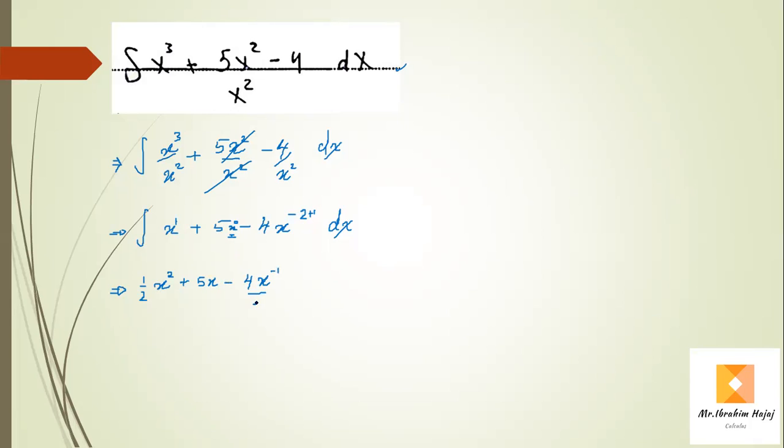And divide by the new exponent, which is negative 1 plus c. Now we add 1 to negative 2, it becomes negative 1, and divide by the new exponent. So your answer is 1/2 x squared plus 5x. And since we have negative, it becomes positive: positive 4x plus c. Power negative 1 plus c, or you can write it as 1/2 x squared plus 5x plus 4 over x plus c.